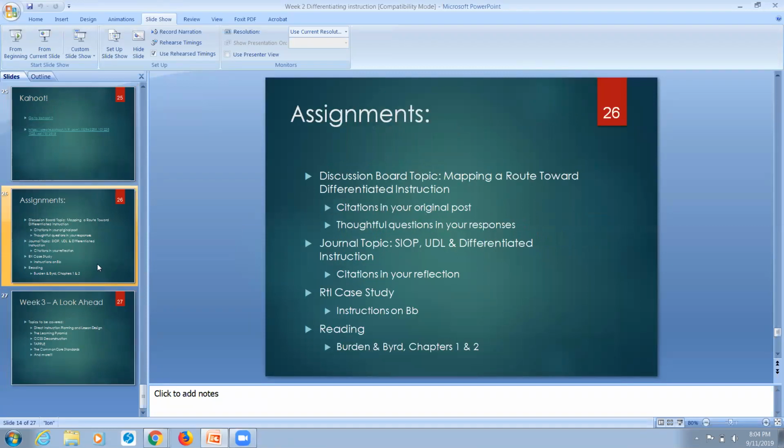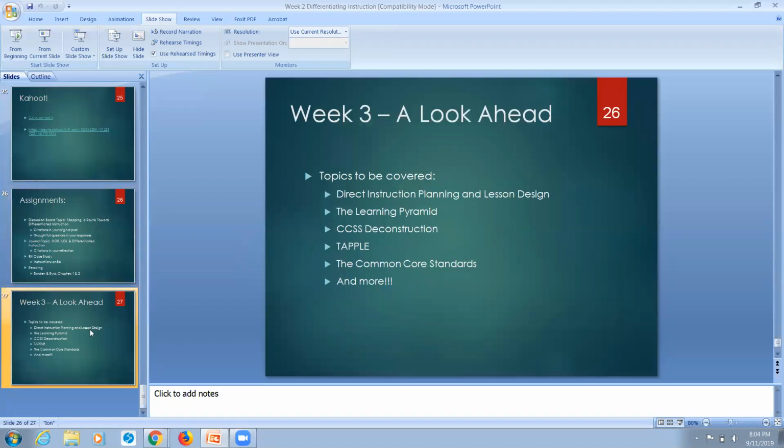Discussion board, citations, thoughtful responses, SIOP, UDL, differentiated instruction as journal topic, your RTI case study, make sure you're reading. And week 3, look ahead, we're going to be talking about direct instruction, teacher-centered instruction. We're going to look at the learning pyramid, CCSS. We're going to break apart Common Core standards into teachable objectives. We're going to talk about TAPL, which is active engagement, and a little bit about Common Core standards, but not too much.